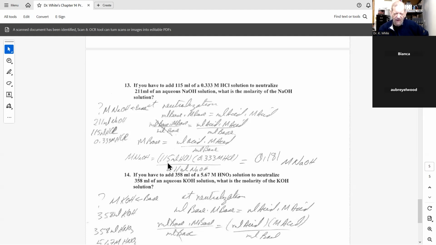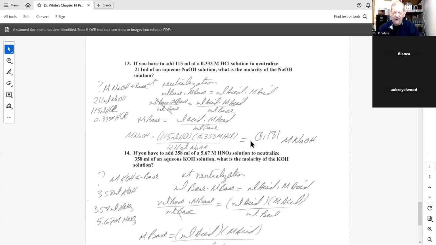And here we have 115 milliliters of HCl, the acid, 0.333 molarity HCl, the acid, divided by 211 milliliters of the base. Remember, when you multiply and divide, you get the same number of significant figures as the number with the least significant figures. And Dr. Whiteson is right again: 3, 3, and 3. And my answer is 3. And that's how you do it.